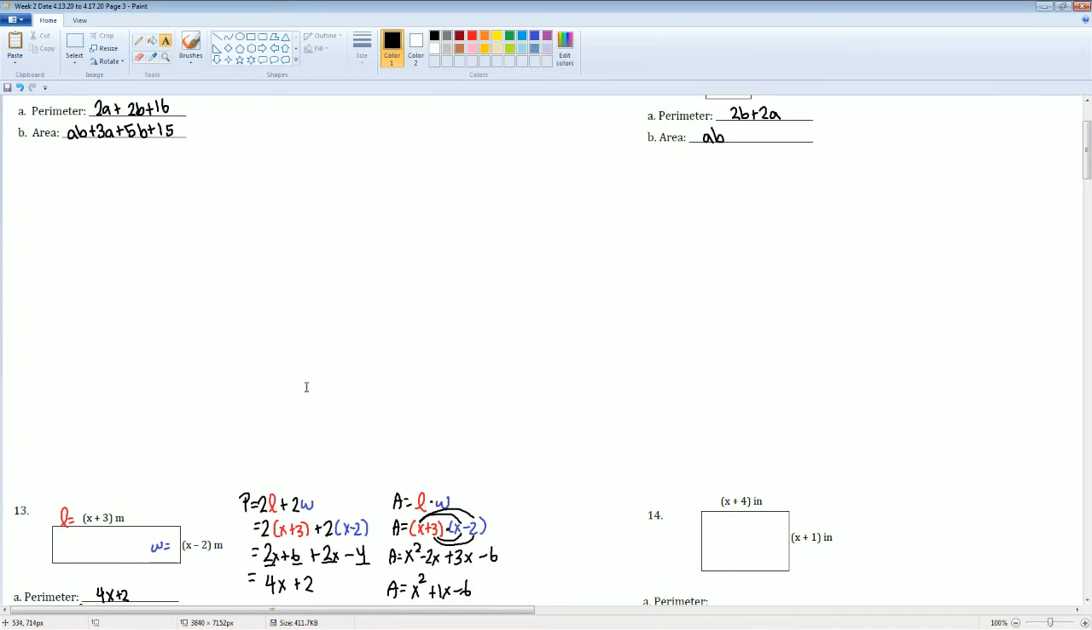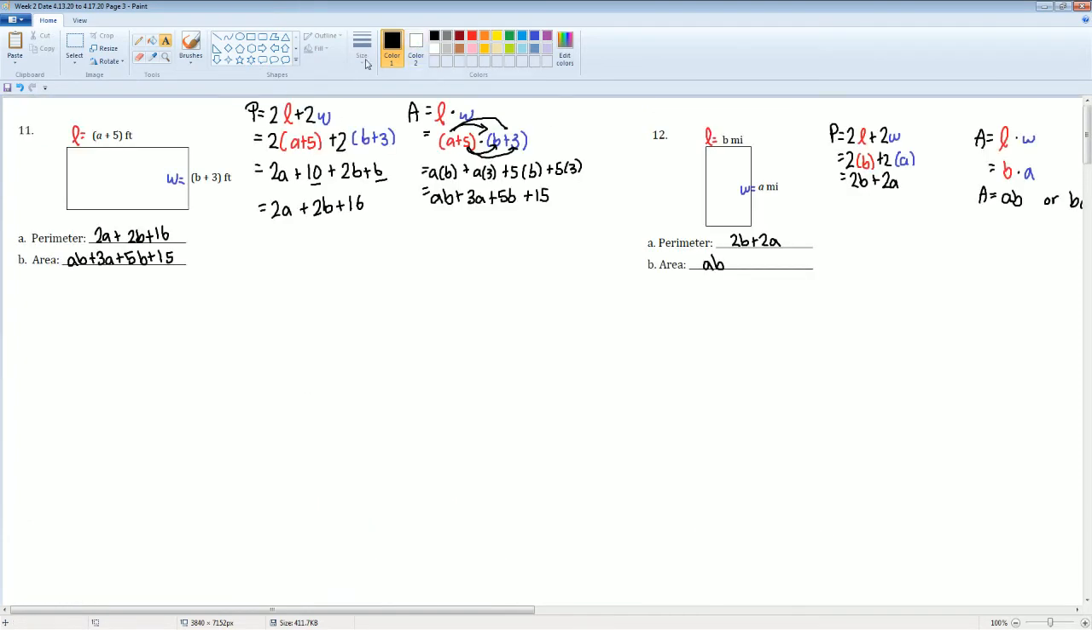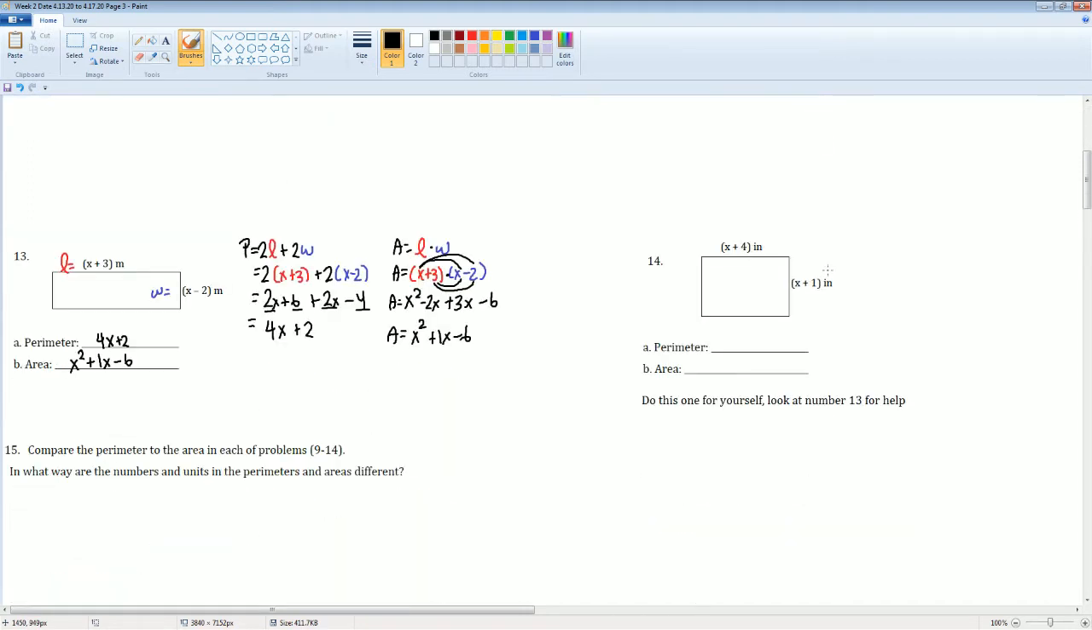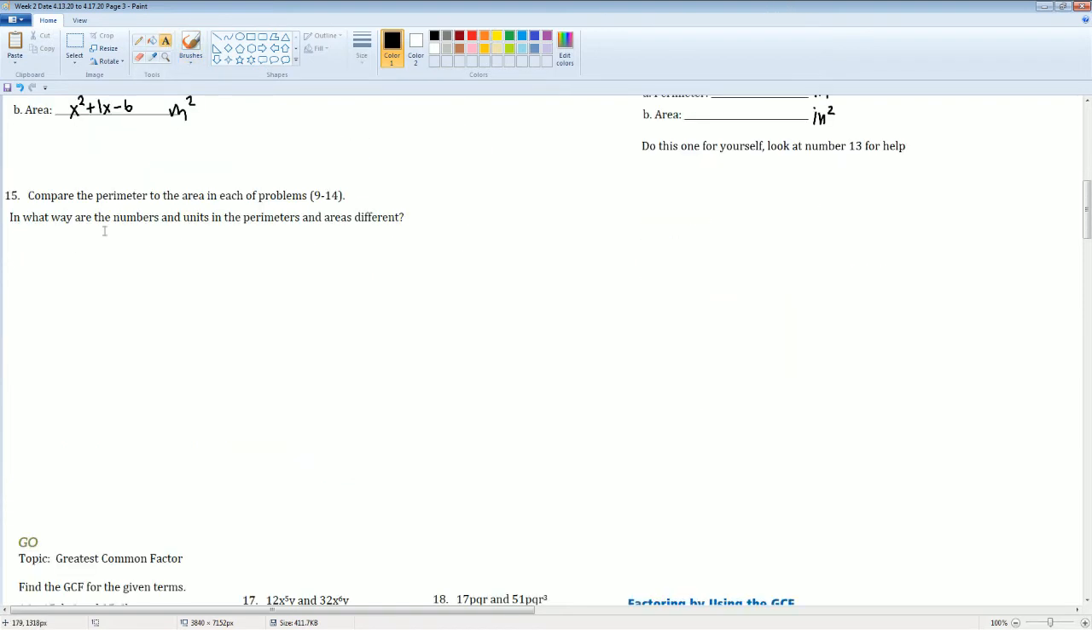Okay. So here, for this one, it was feet and feet. For perimeter, it was just feet, but the area becomes feet squared. Here it is miles. For perimeter, it's miles, and for area, miles squared. All right? Perimeter here is meters. Area is meters squared. Okay, same thing here. Perimeter is going to be inches. The area is going to be inches squared. All right? Okay, so what's the difference?